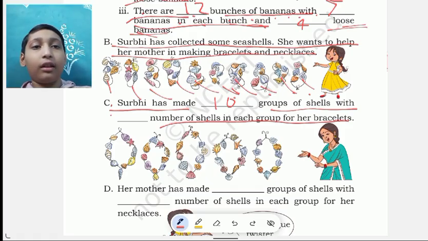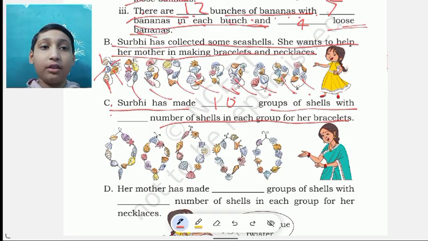In a bracelet, okay, there's 1, 2, 3, 4, 5 shells. So you have to write 5.